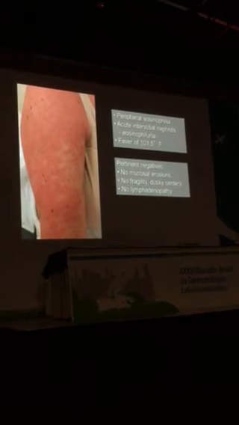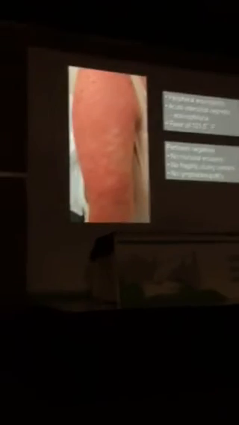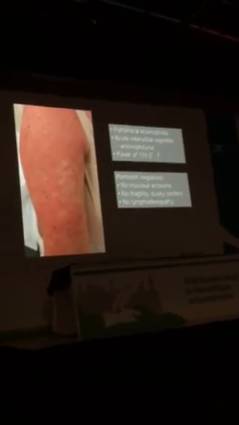DRESS, we all are going to hear about this. This is a patient of mine who had it due to Plaquenil, actually.